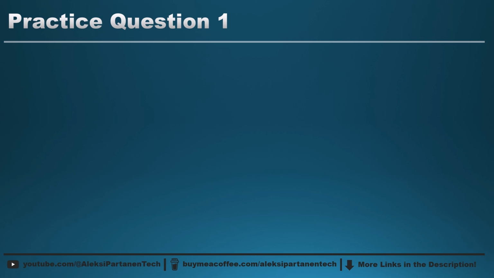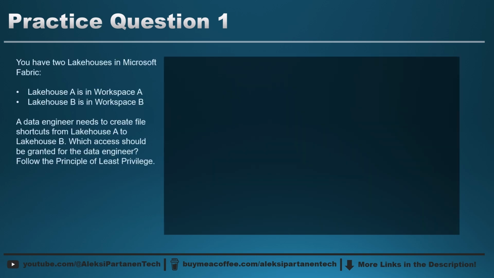Let's have our first question. You have two lakehouses in Microsoft Fabric, Lakehouse A in Workspace A, Lakehouse B in Workspace B. A data engineer needs to create file shortcuts from Lakehouse A to Lakehouse B. Which accesses should be granted for the data engineer? Follow the principle of least privilege.